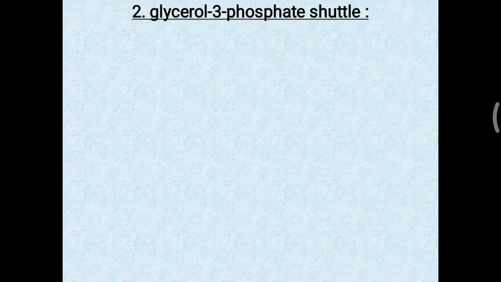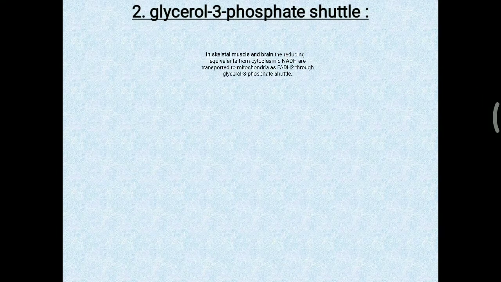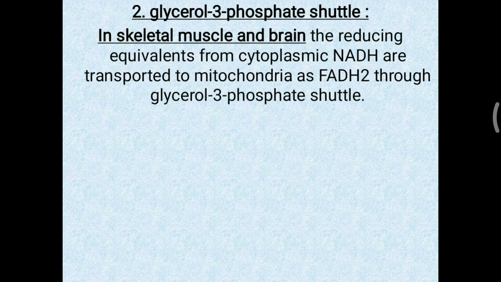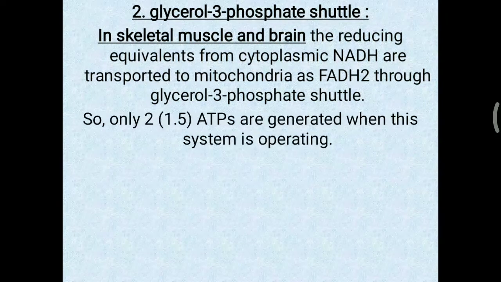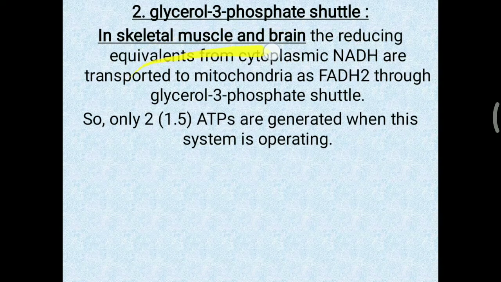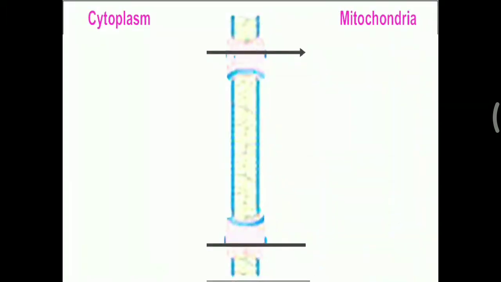Now there is a similar system called the glycerol 3-phosphate shuttle, but this system occurs predominantly in skeletal muscle and brain. The reducing equivalents from cytoplasmic NADH are transported to the mitochondria as FADH2 through the glycerol 3-phosphate shuttle system. So when NADH goes into the mitochondria in the form of FADH2, only 2 ATP are generated when this system is operating in skeletal muscle and brain. Why and how it occurs, we will look at.